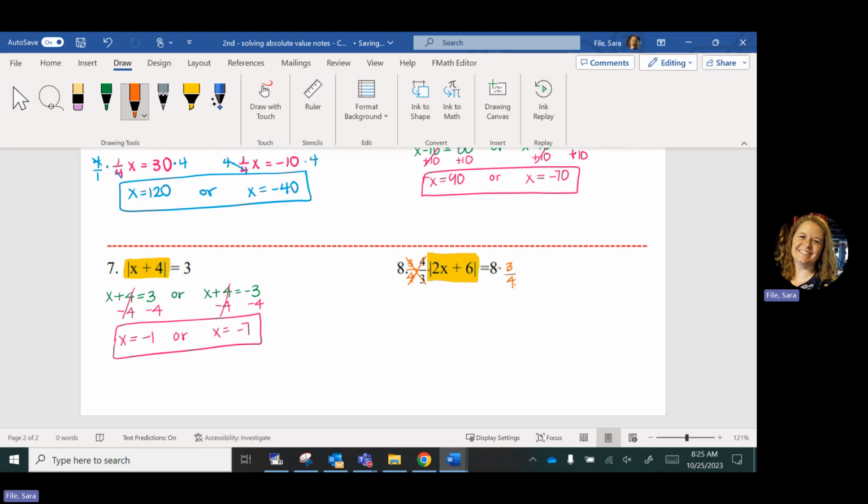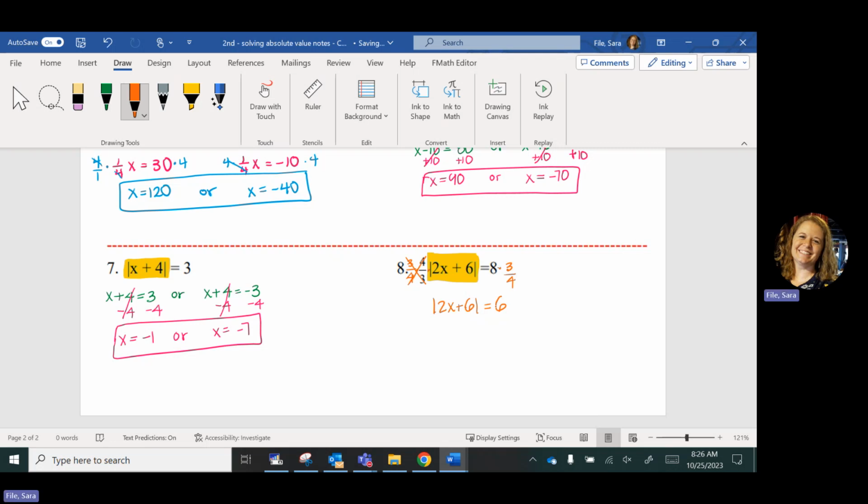Well, 8 times 3 is 24. 24 divided by 4 is 6. So this comes out to 6. Or some of you may prefer to reduce first and say 8 divided by 4 is 2, and 2 times 3 is 6. So either way, you get 6. So we've isolated our absolute value expression and got that it's equal to 6. So how many solutions am I going to have here?